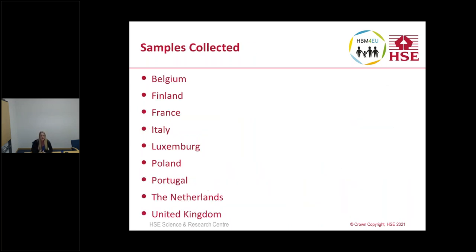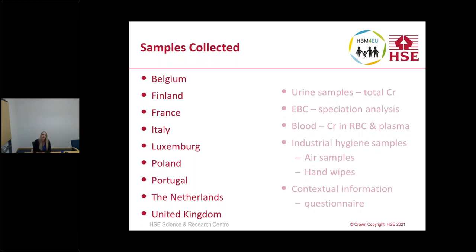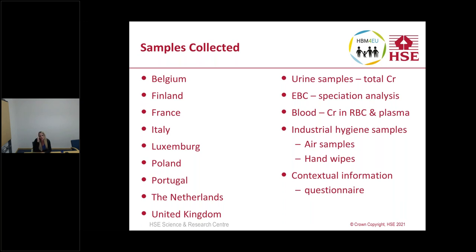So in the chromate study, these are the different countries that were involved in the chromate study as a whole. But not everybody collected every type of sample matrix. So for instance, in the UK, we didn't collect blood samples, and Poland and Luxembourg, they didn't collect exhaled breath samples. So we started the site visits to the three target industries. And at the start of the working week on the Monday morning, before the workers started work, we went and collected a pre-shift urine sample and exhaled breath sample. Then on the Thursday, we went back and took a post-shift urine sample and exhaled breath sample at the end of the day.